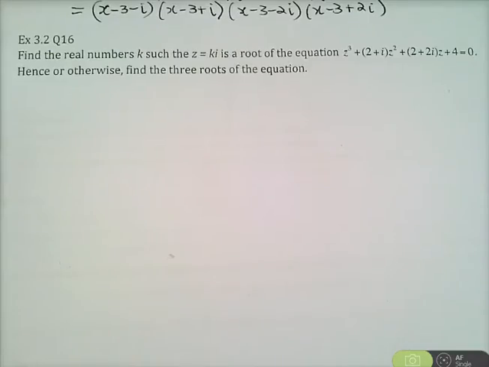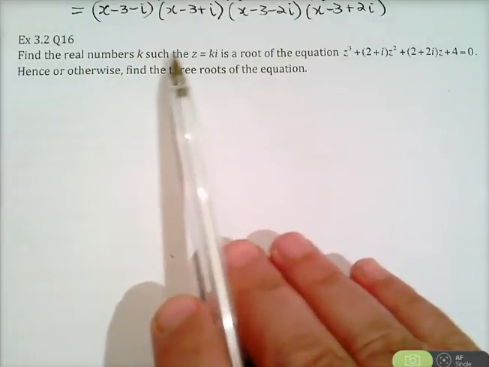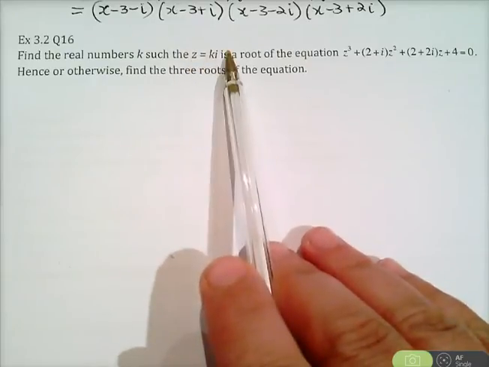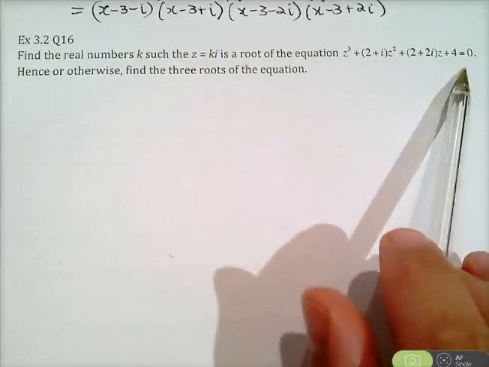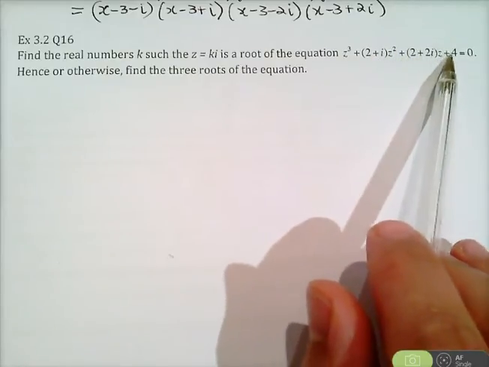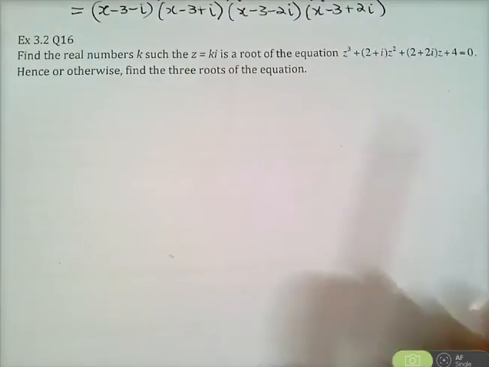Okay, now this is a question from the exercise, from exercise 3.2, question 16. The question is to find the real numbers k such that z equals ki is a root of this equation: z cubed plus (2 plus i)z squared plus (2 plus 2i)z plus 4 equals 0. Hence, or otherwise, find the 3 roots of the equation. There would be 3 roots because it's a cubic.